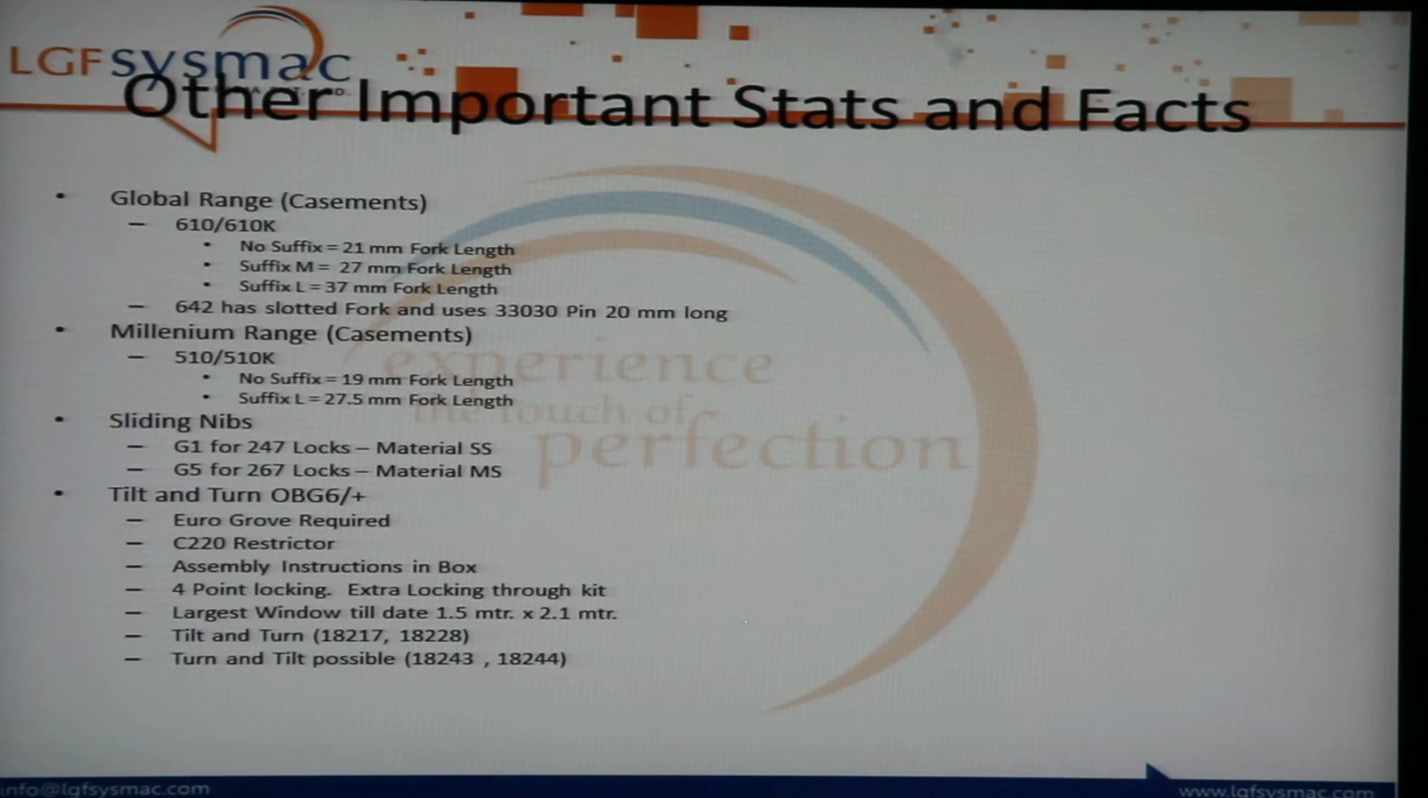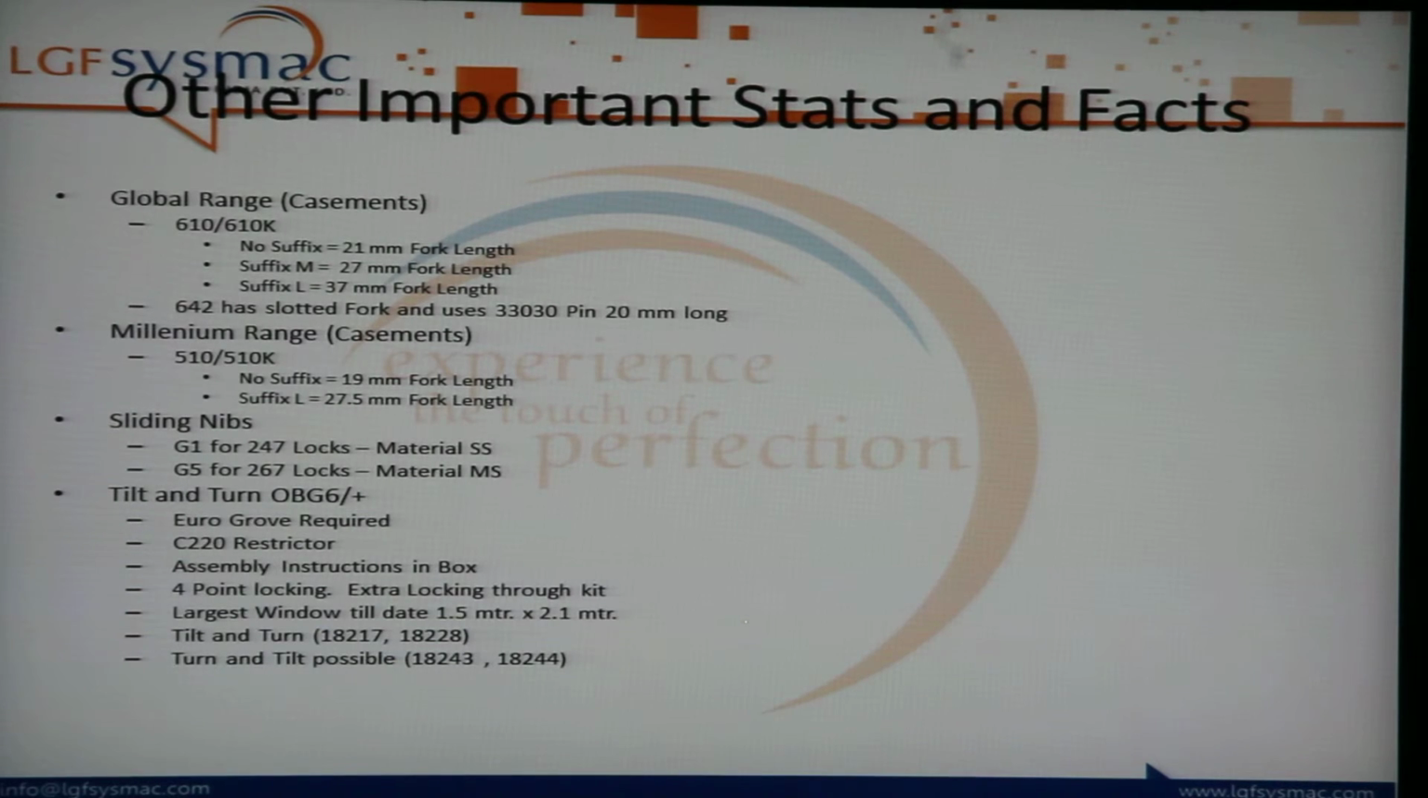Some other important stats and facts. In the global range casements, the 61061K, if there is no suffix, the fork length is 21 mm. If there is a suffix M, then the fork length is 27 mm, and if there is a suffix L, the fork length is 37 mm.